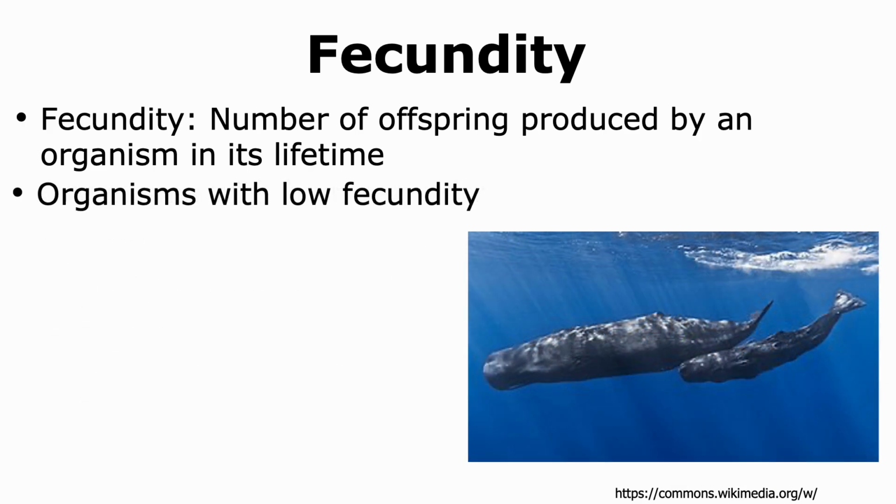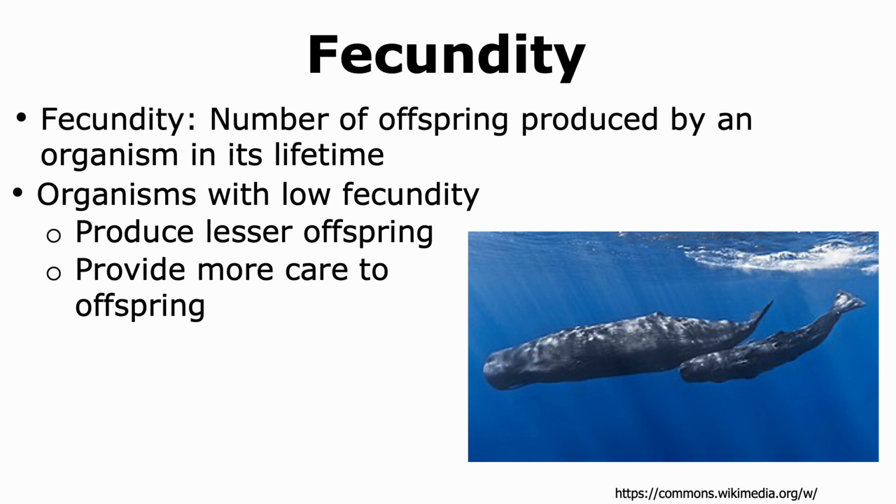Organisms with low fecundity are those that produce a smaller number of offspring. They invest a lot of energy in providing more care to the offspring and hence ensure that the offspring survive better than those that have higher fecundity. This is because they don't have many offspring to begin with, and hence to ensure the survival of the species, it is important that the limited offspring that they do produce survive.